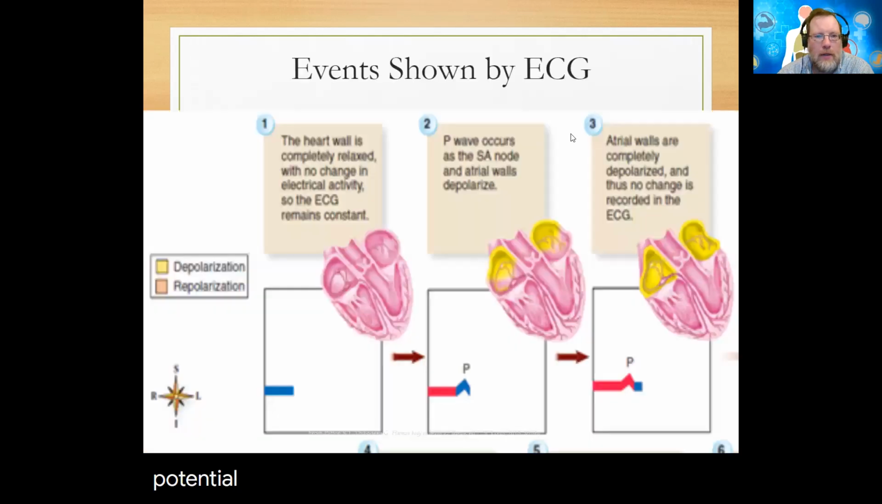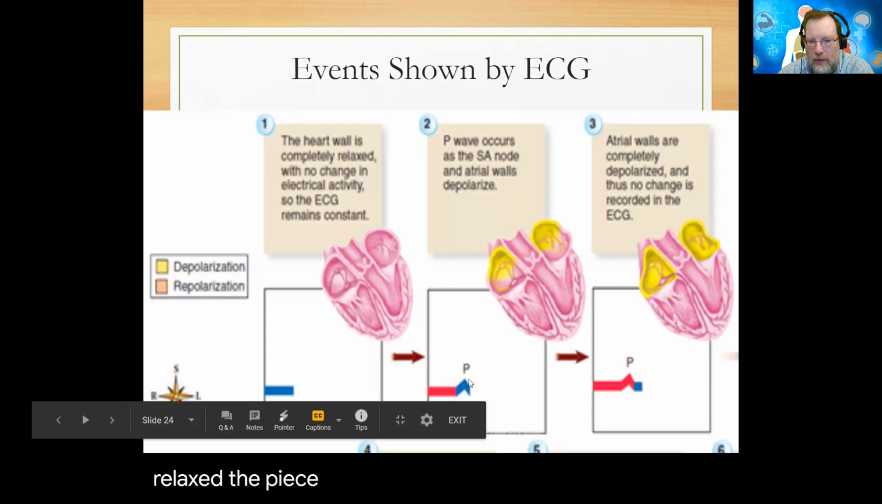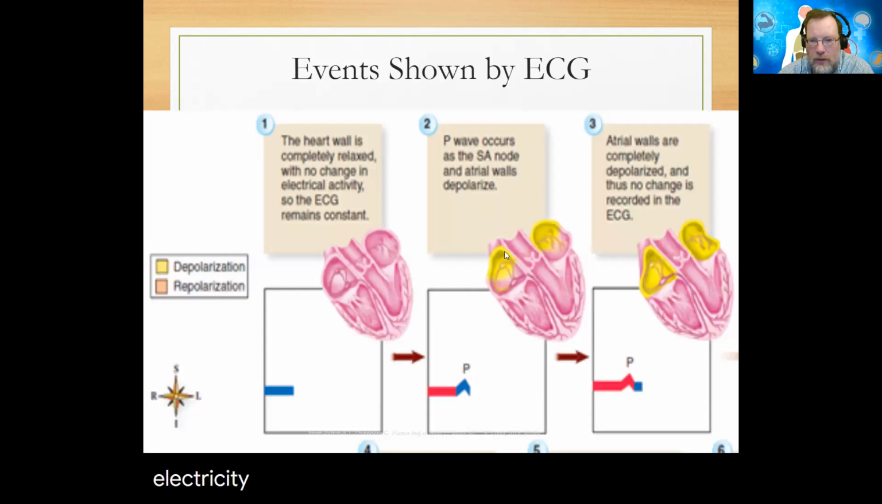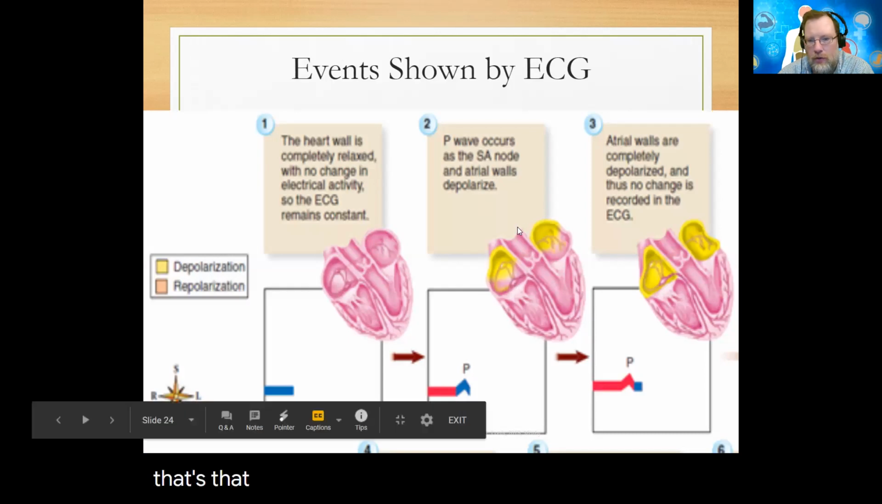Okay. So again, we're polarized, everything's relaxed. The P wave occurs. So zoom, that means a little bit of electricity has just left that SA node, has traveled over to the left atrium, kind of gone around the right atrium. You can see it traveling a little bit down toward the AV node. Okay, so that's that initial jolt.